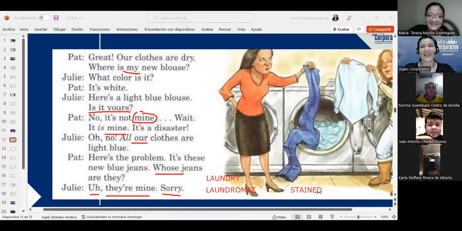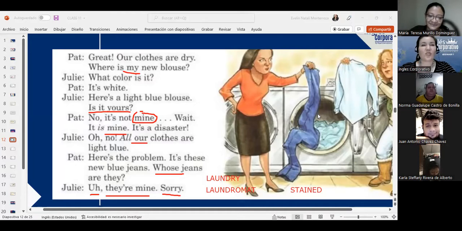Our clothes are dry. Where is my new blouse? What color is it? It's white. Here's a light blue blouse. Is it yours? No, it's not mine. Wait, it is mine. It's a disaster. Oh no, all our clothes are light blue. Here's the problem. It is these new blue jeans. Whose jeans are they? Oh, they're mine, sorry. Okay, thank you very much.